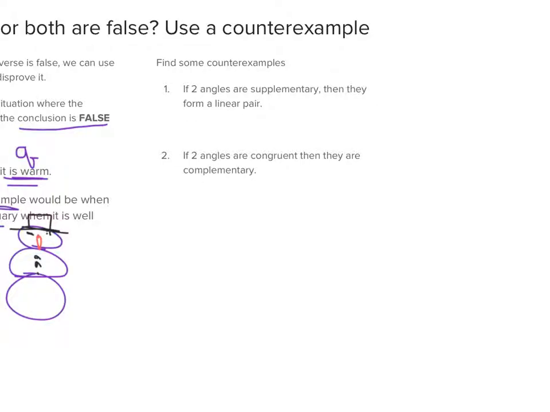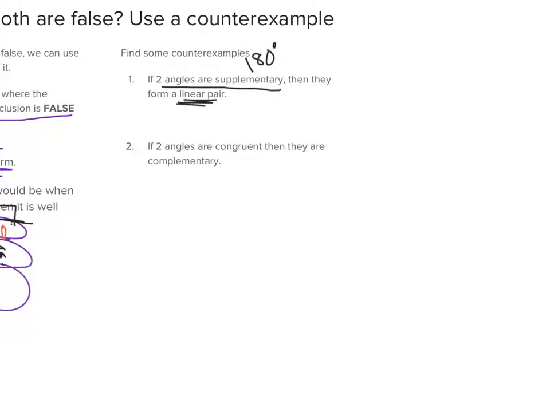So if I look at another example, if two angles are supplementary, remember, that means adds up to 180, then they form a linear pair. Remember, a linear pair means two angles together, angle 1 and angle 2, together they make a line. So they would be considered a linear pair. Now, a counterexample would just be two angles that are still supplementary, but they are not a linear pair.